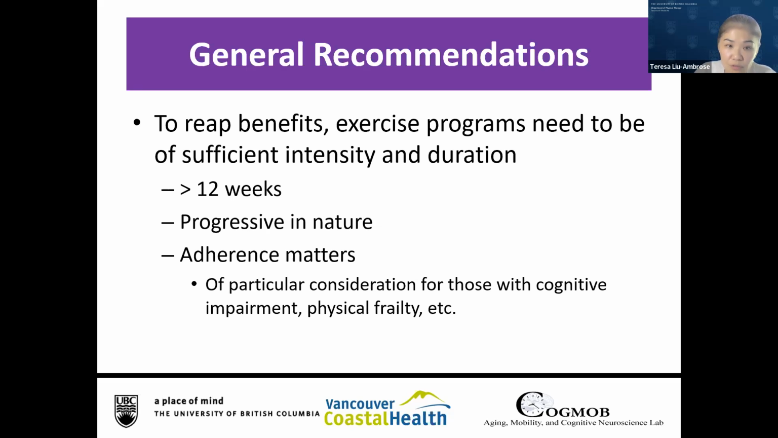We also do fundamentally recommend that exercises should be progressive in nature so that you're always challenging both the physical system, but also the cognitive system, right? Because as you're progressing, whether it's balance or strength exercises, you're also educating the individuals and providing novel cognitive stimuli. So it's not just about the physical aspects of progression, but also the cognitive pieces as well.